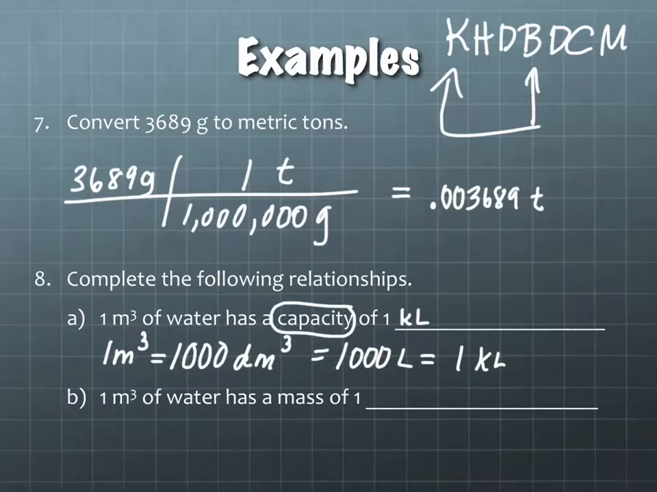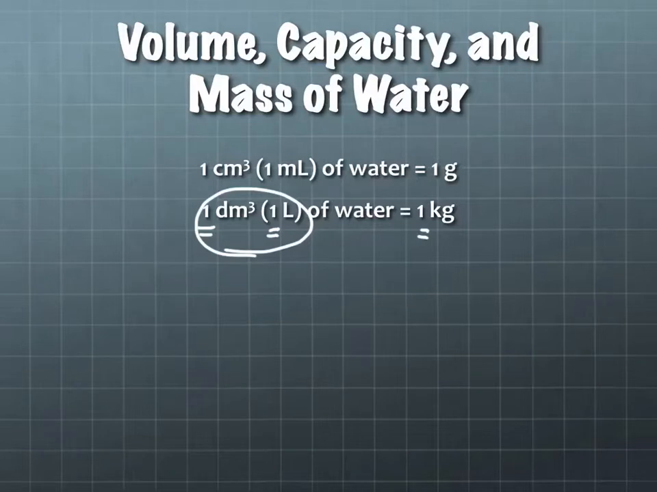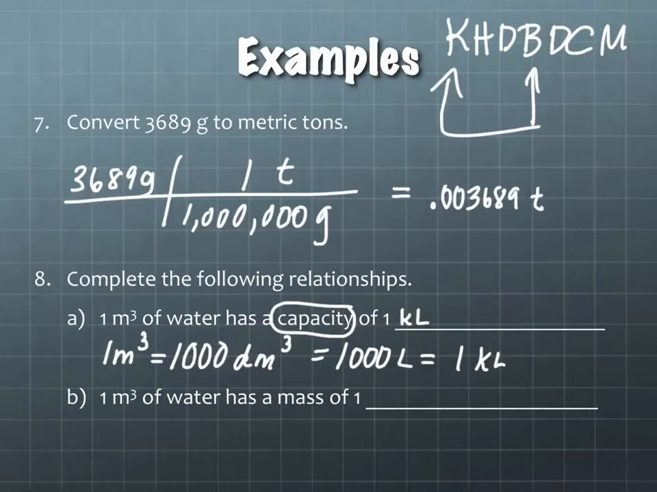All right, let's do this next one. It's 1 cubic meter of water. So again, all of our measurements are converting things into liters. That's where our goal is. So 1 cubic meter, which we just did before, was 1,000 cubic decimeters.